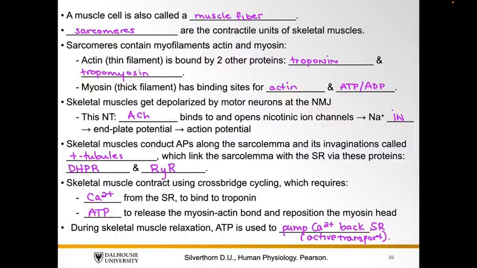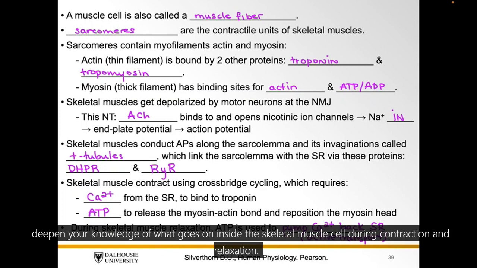There we go. So hopefully this lecture and this summary slide helps you put everything in perspective and helps you deepen your knowledge of what goes on inside the skeletal muscle cell during contraction and relaxation.